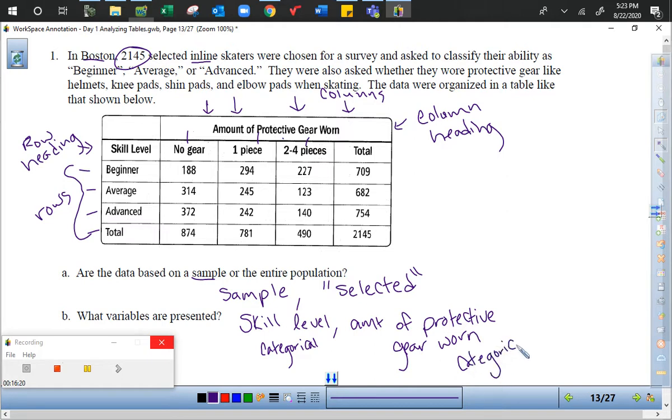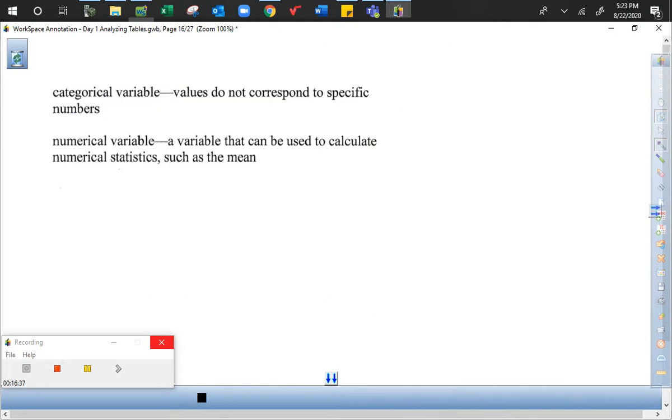And that's because we can't actually determine in that group of 227 people how many people actually had 2 pieces, how many had 4 pieces, how many had 3 pieces. We just know about the whole group. And in general, like what it says in this definition here, if you can't calculate specific statistics like the mean, then we can't really call it numerical. So anytime you see an interval, remind yourself that it is actually a categorical variable rather than numerical.